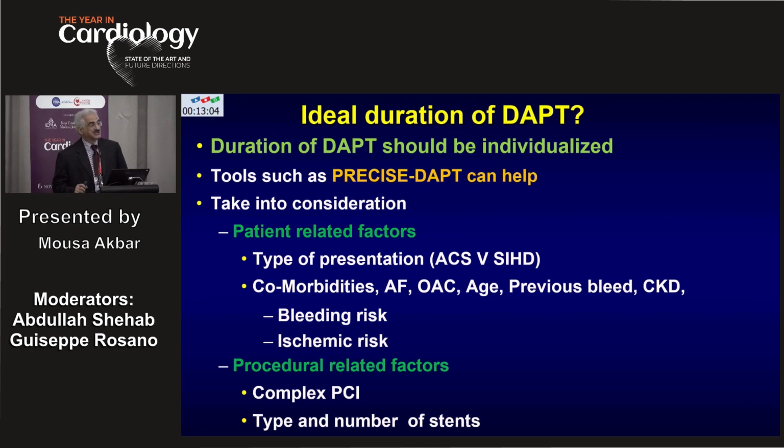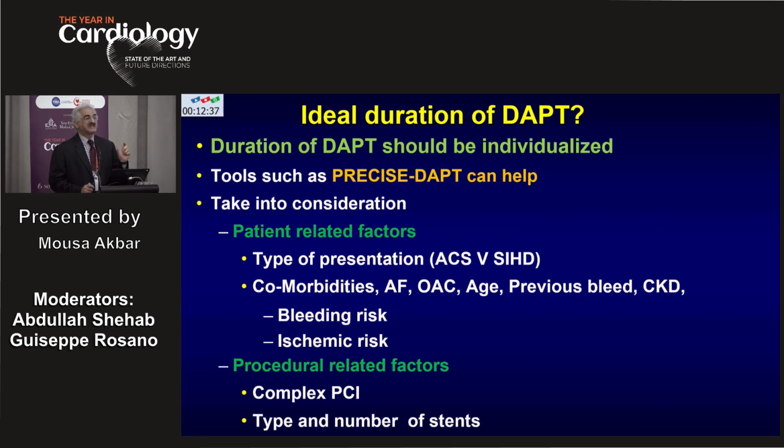The type of presentation makes a difference: acute coronary syndrome versus elective PCI, stable or chronic disease, chronic stable angina. Comorbidity, atrial fibrillation, very important, the presence of anticoagulant and chronic kidney disease. Also balancing between bleeding risk, ischemic risk, and procedure-related factors, PCI and type of stent.